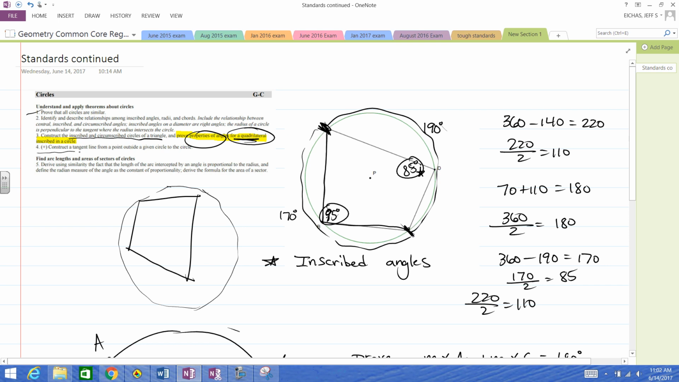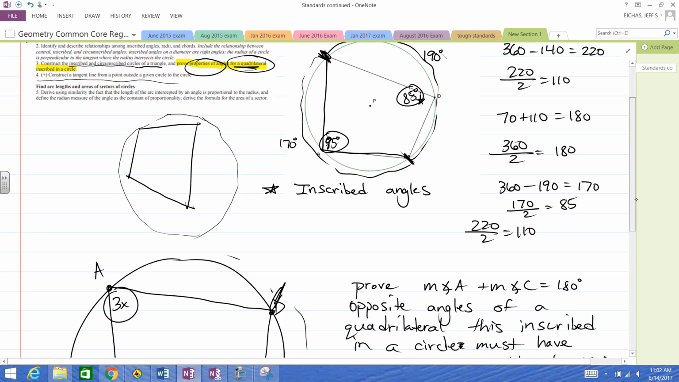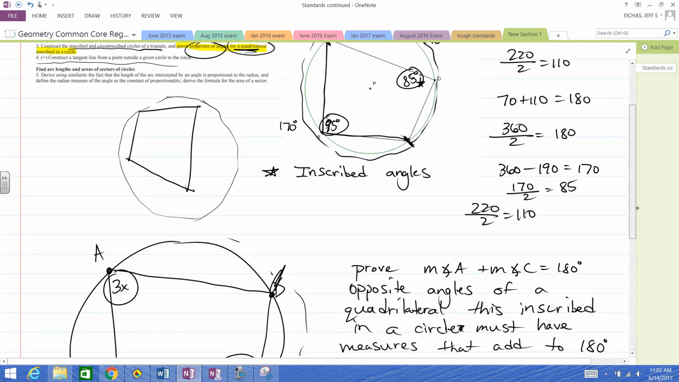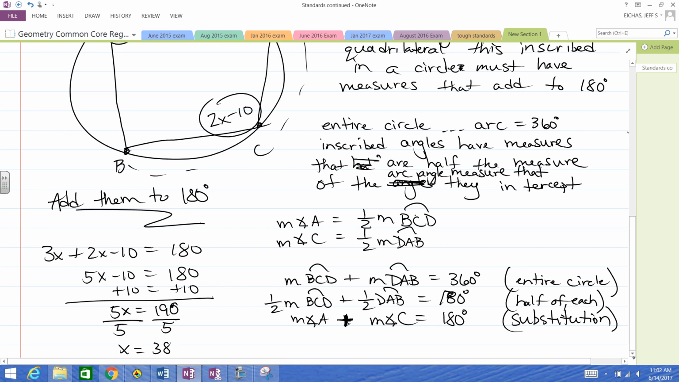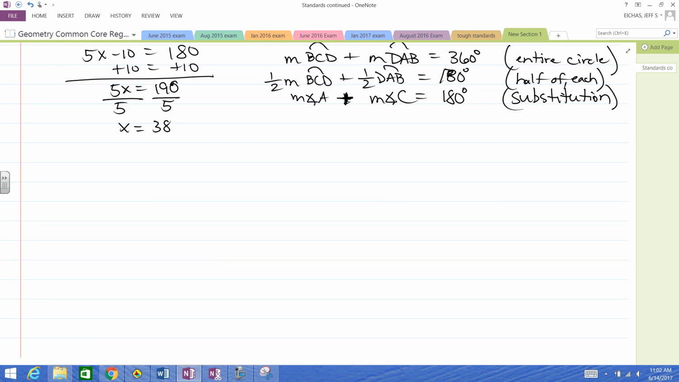And then this one's a little weird. We're going to actually talk about that one, even though it should not be tested. They have actually tested on those standards that are supposed to be for more advanced.